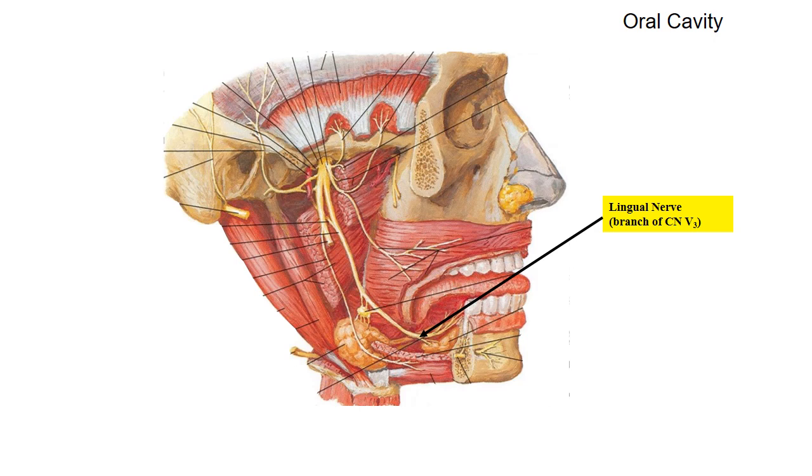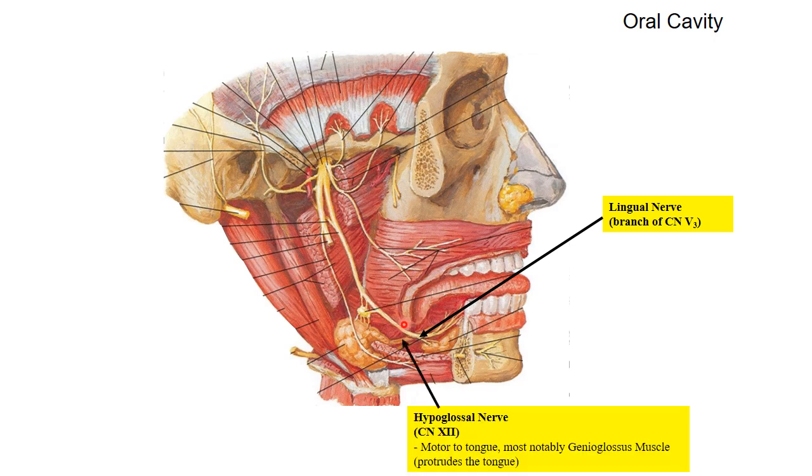So, there's our lingual nerve right there, which is a branch of cranial nerve V3. Okay, coming down from the infratemporal fossa. There's V3 coming down through the foramen ovale. Keeps going this way. This is lingual nerve. Okay, and there's hypoglossal nerve there.